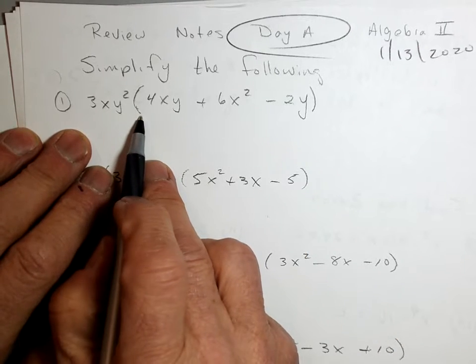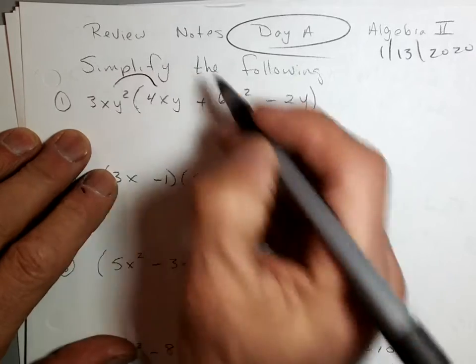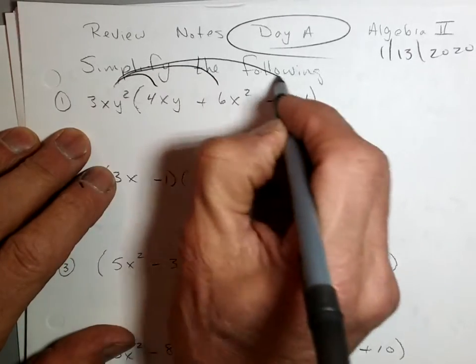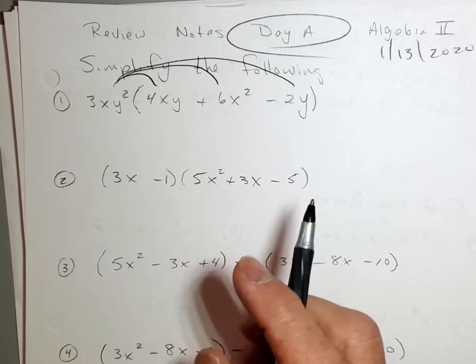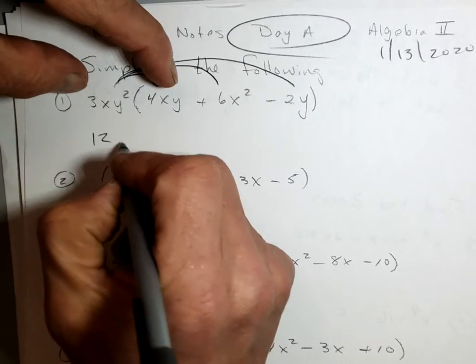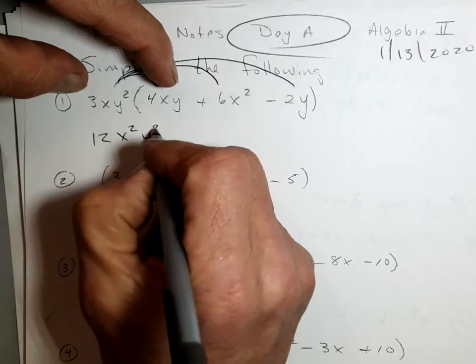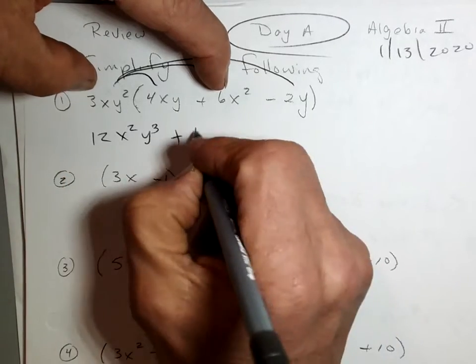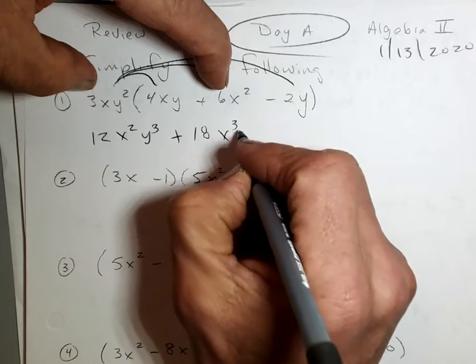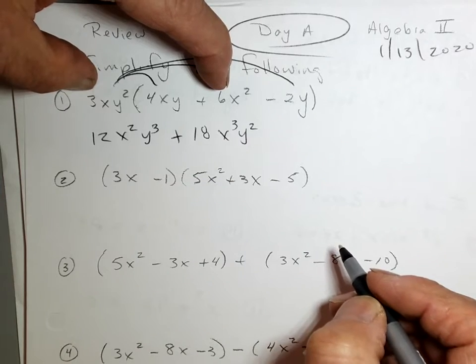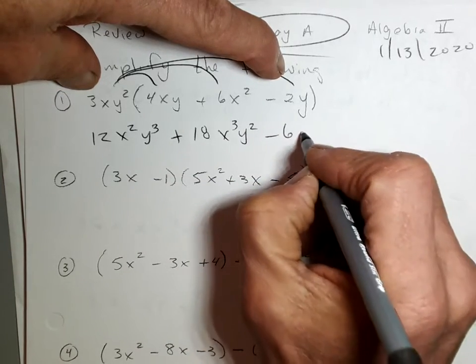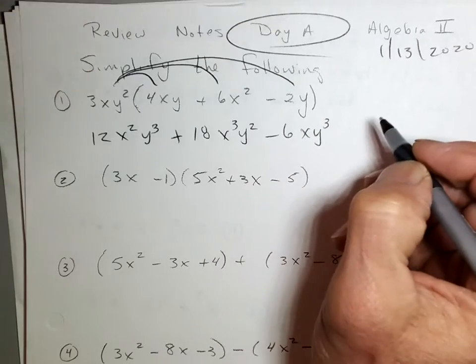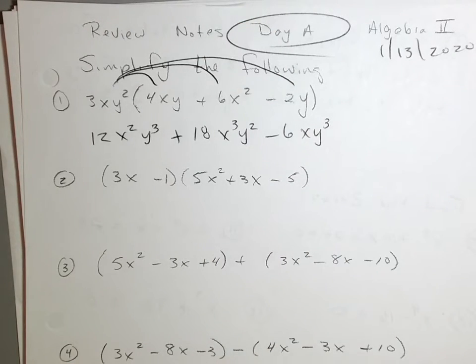Okay, so I see a parentheses, right? So I'm going to distribute that times that, that times that, that times that. When I multiply, I add exponents. So I'm going to get a 12x squared y cubed, plus an 18x cubed y squared, minus 6xy cubed. I cannot add or combine anything because they're all different. That's it. So the trick is, when you multiply, add exponents for like terms.